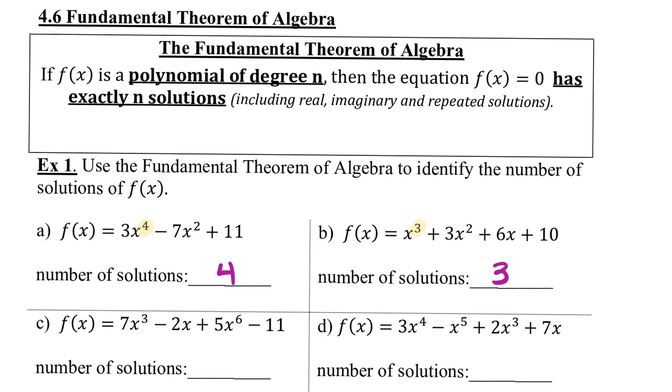Okay, be careful on this one. The degree is the highest exponent of any single term. So the highest exponent term is x to the 6th. So this is a degree 6 polynomial, so there are actually 6 solutions to this polynomial. D, f of x equals 3x to the fourth minus x to the fifth plus 2x to the third plus 7x. So the highest degree was 5, so there would be 5 solutions to this polynomial if we were to solve for all the zeros.